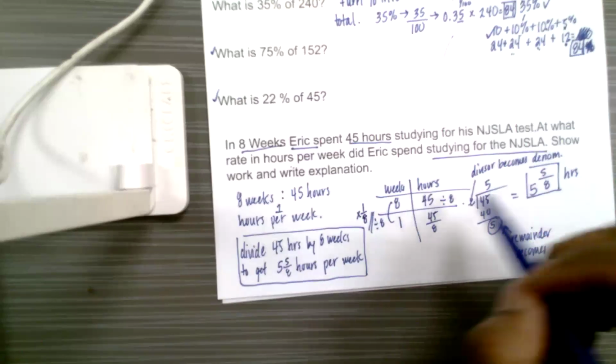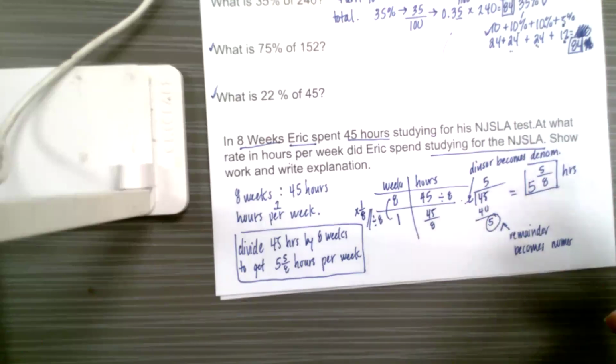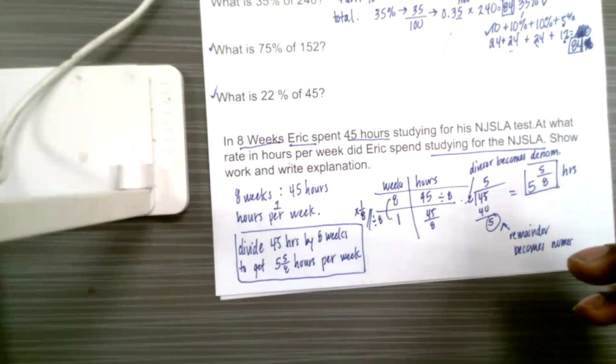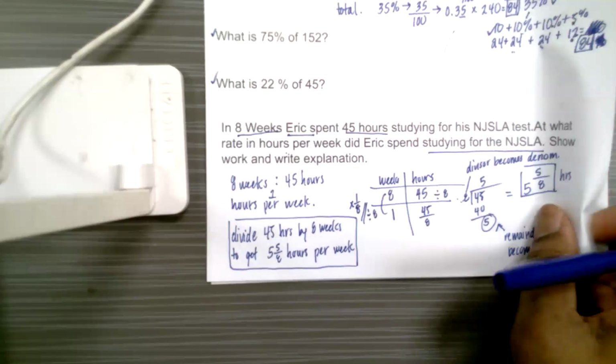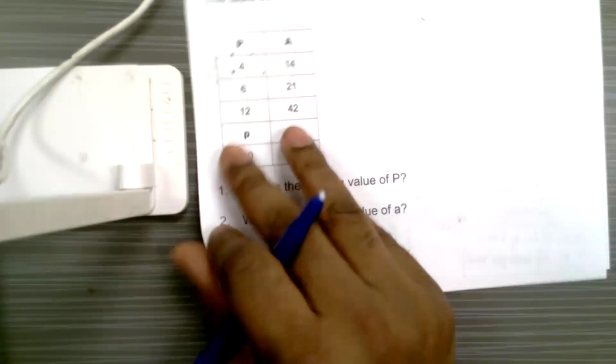Double check that. 45 divided by 8. 8 goes into 40 5 times, 5 remainder. Cool. All right. Go ahead and pause that. Let's go to the next one.